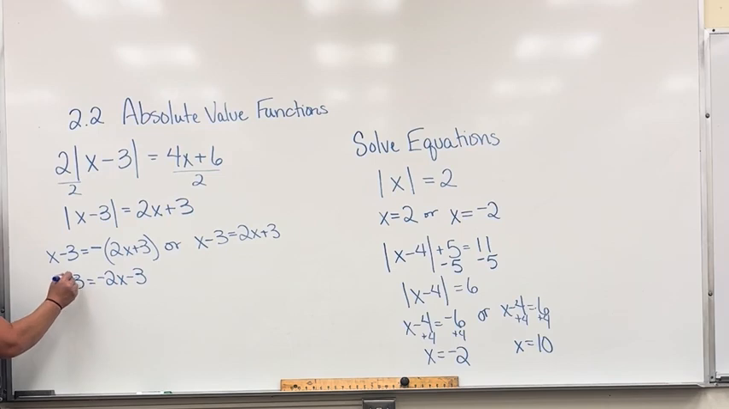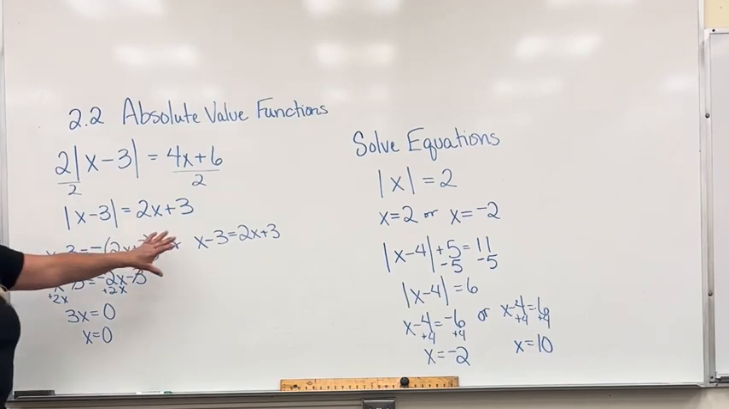Now, looking at the minus 3's, they're going to cancel each other out. And if we add 2x, we'll have 3x equals 0. So on this one, x is going to equal 0. Okay, well that's all right.